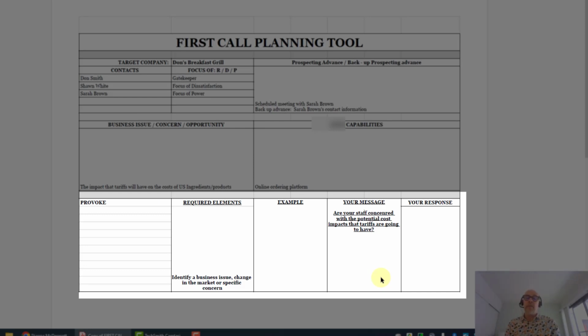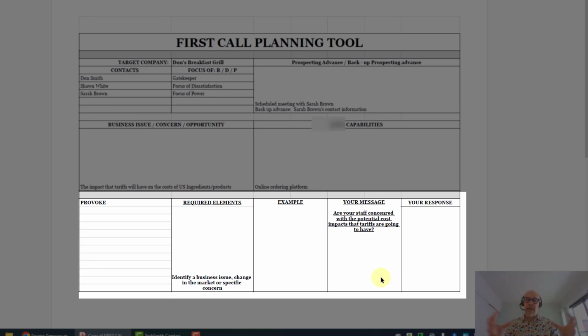I would suggest that you do add something to that, because if you go right into the question, he might not know what you're talking about, because we don't know his level of understanding. So you may want to state something that's going to show that you have knowledge of the subject. Perhaps, I read an article in the Globe and Mail on the potential impact that tariffs are going to be having on our restaurant industry. And then you can lead into that question, which is, are your staff concerned with the potential cost impacts?